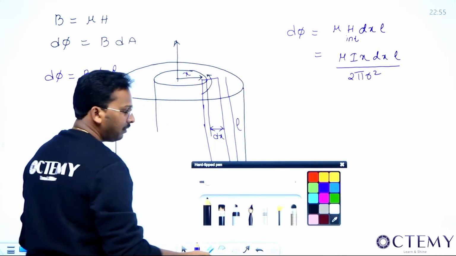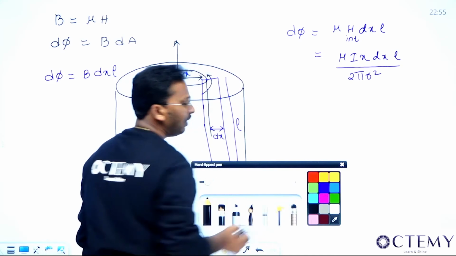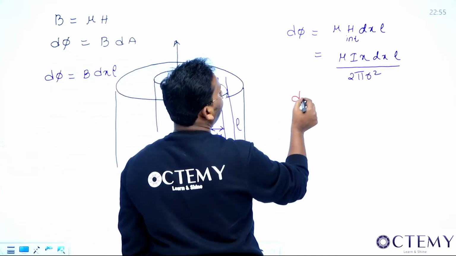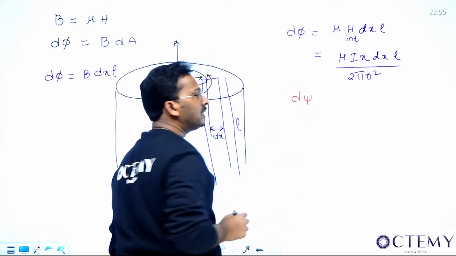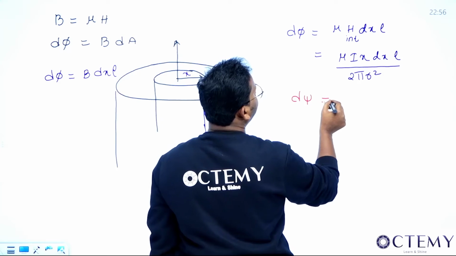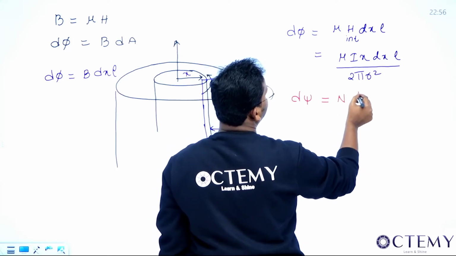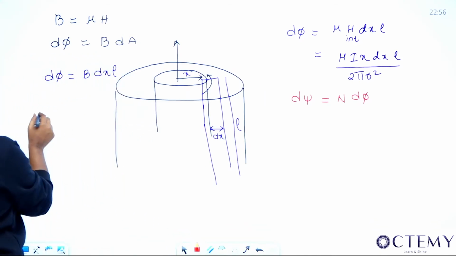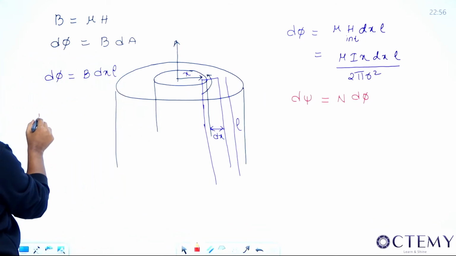Now after getting d phi, what we'll have to do, sir? We'll have to find the d lambda or d psi. What is d psi? The small change in flux linkage. That is equal to number of turns into small change in flux. Now for this entire length, for this entire area of cross section, that is for entire pi r square, how many number of turns are there?